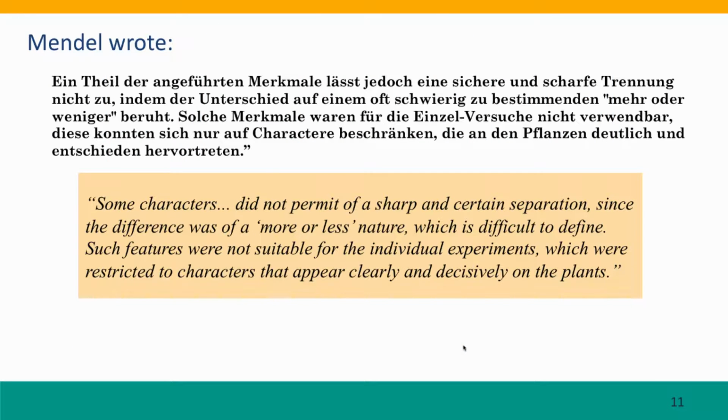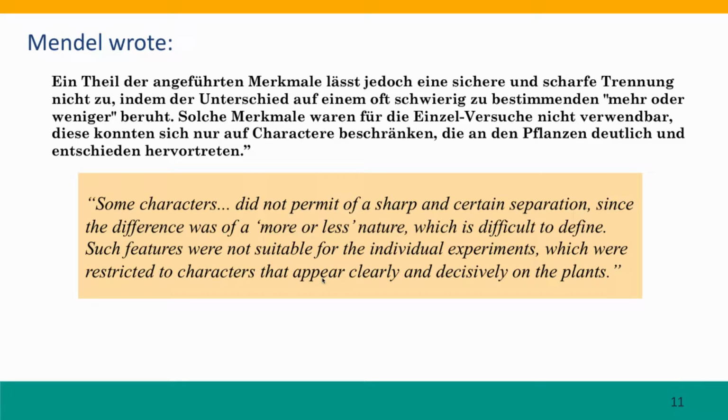Now, one last point. Why are our textbooks full of dominant alleles? Why aren't we considering more of the natural alleles? Well, Mendel explained it very clearly. He took a wide variety of varieties of pea plants, and he did preliminary experiments to see which ones were suitable for the kind of analysis he hoped to be able to do. And he wrote, in German with a translation here, that some characters he decided not to use in his studies because they did not permit of a sharp and certain separation. The difference was of a, well, more or less, it was hard to define.